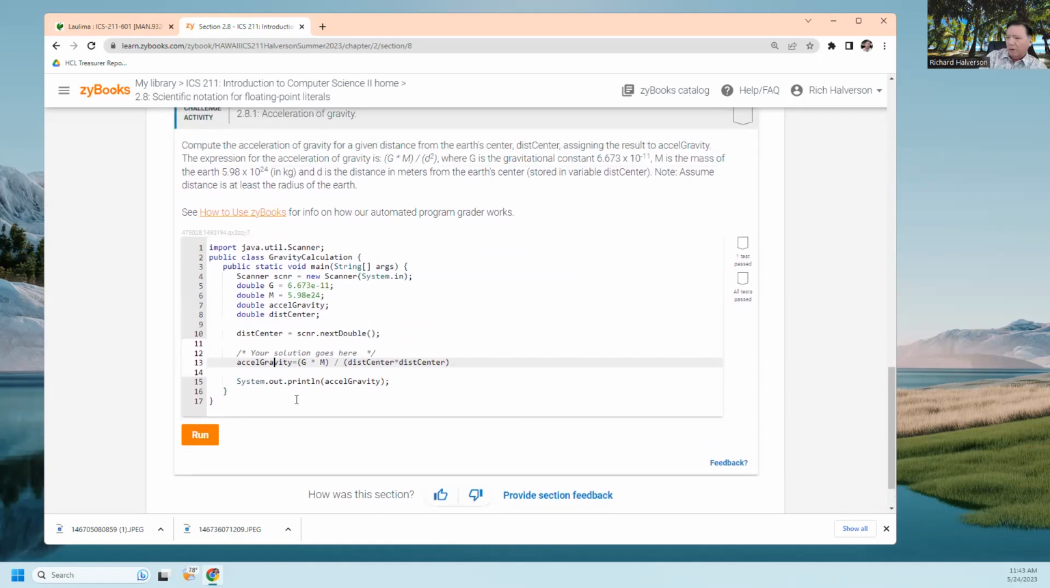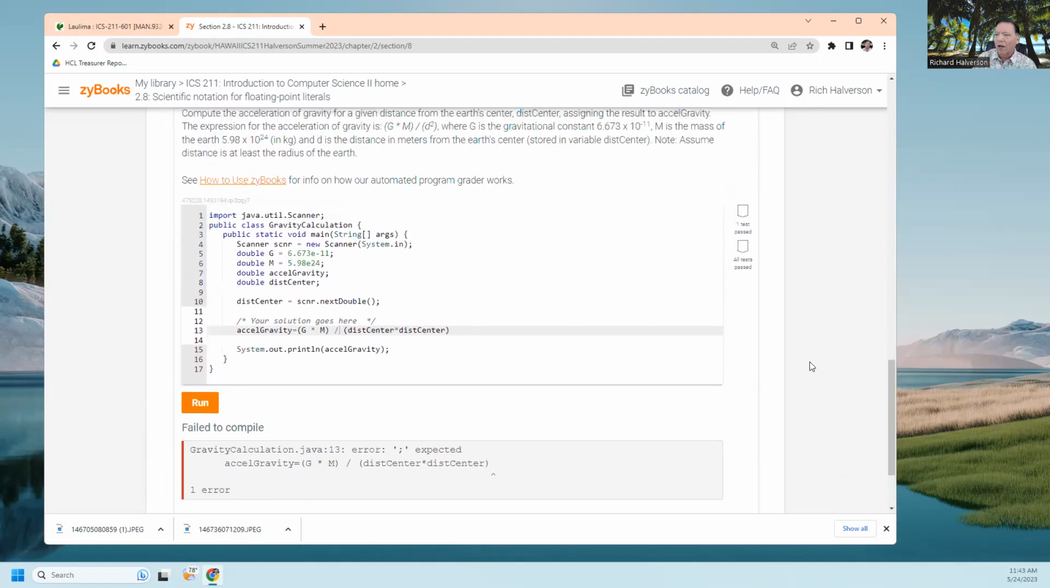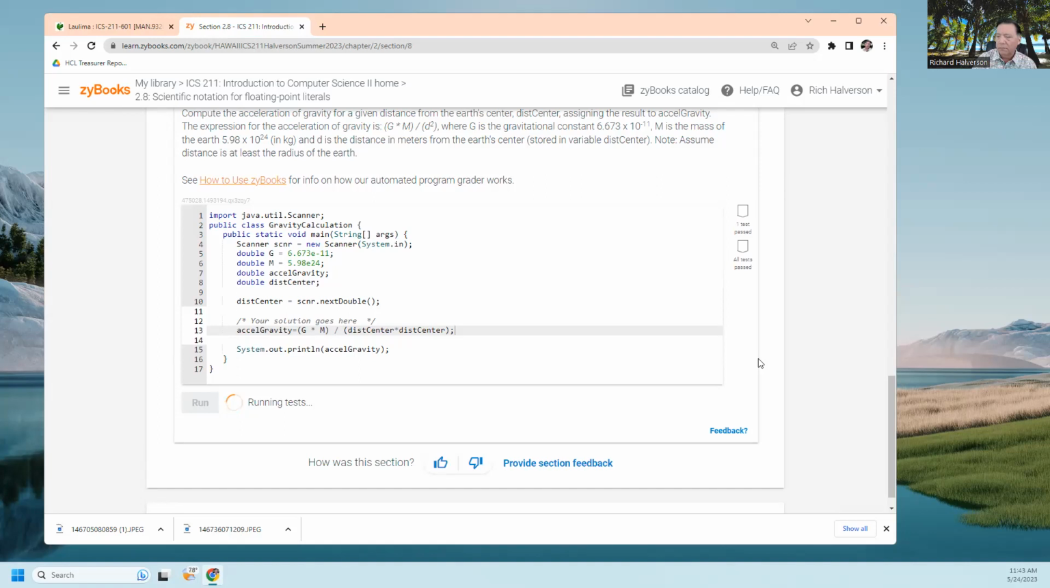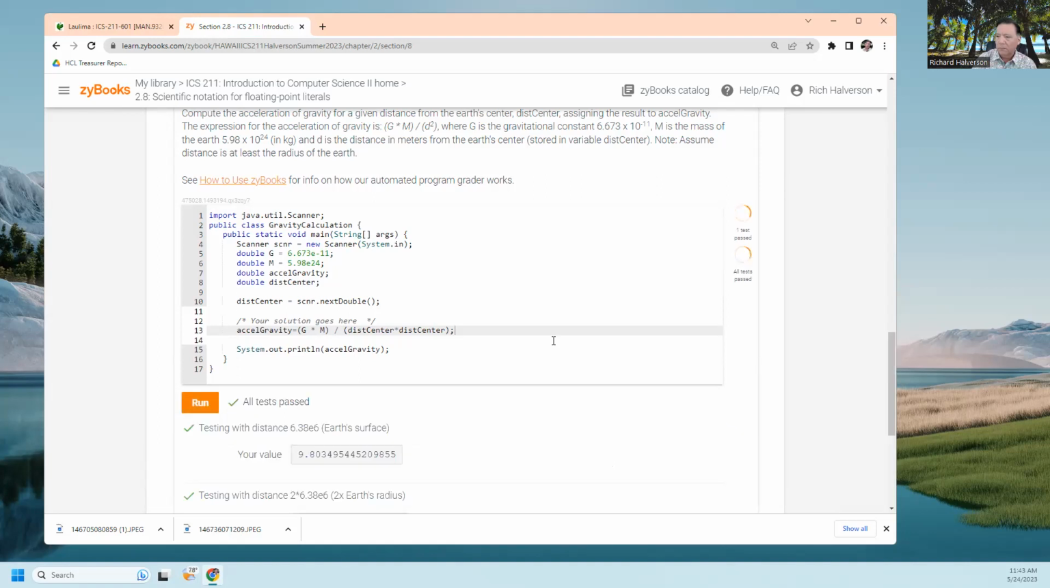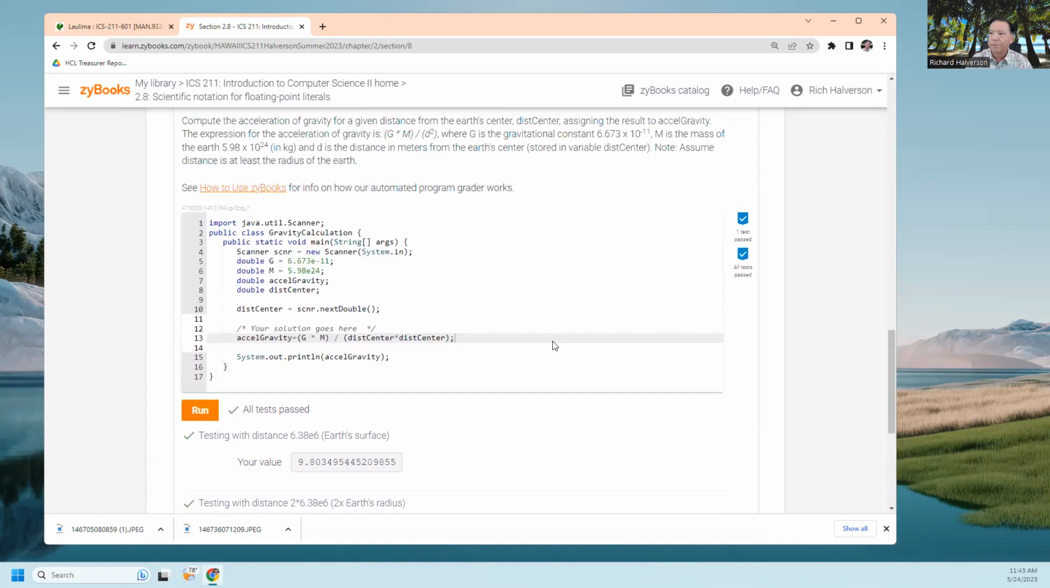By the way, I wonder if we actually need any of these parentheses. Yeah, you do, because if you don't have the parentheses, this does not end up being in the denominator of this division. So anyway, let's run this and see what happens. Oh, what did I do wrong? All right, so I did that one.